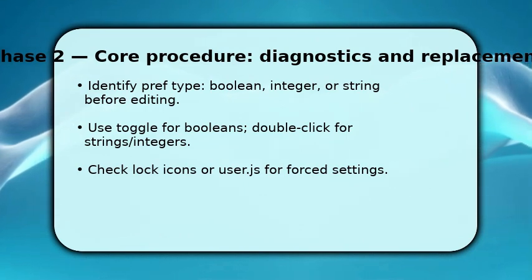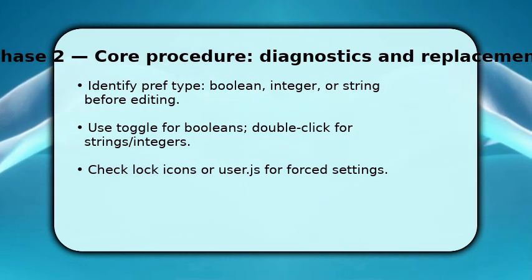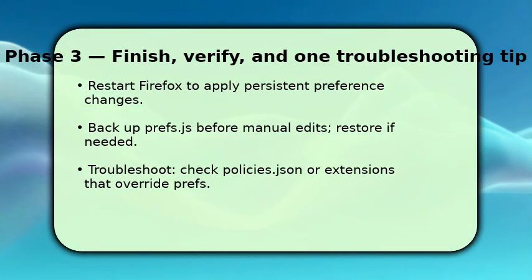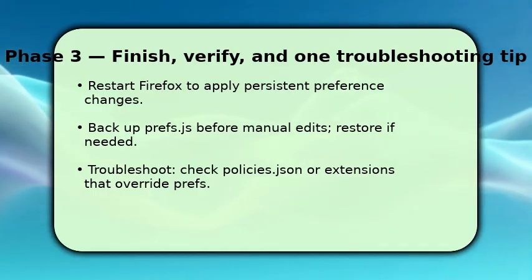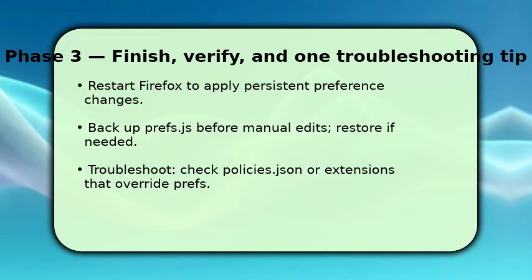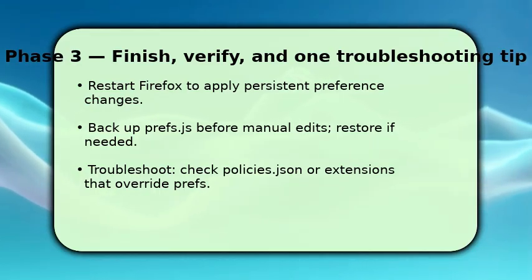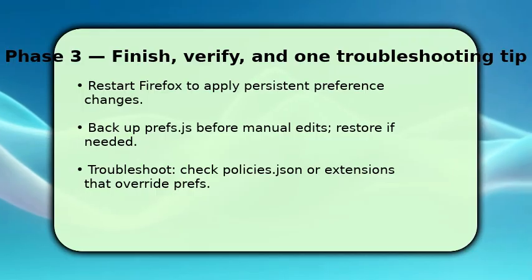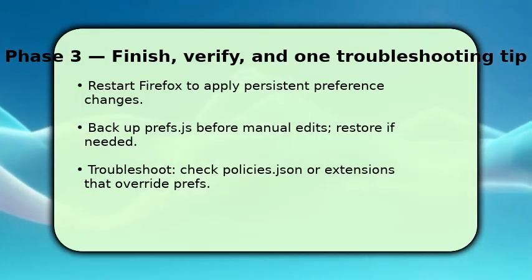Finish by validating your changes. Restart Firefox so persistent preferences apply and then reopen about:config to confirm values match expectations. If you edited prefs.js manually, make a backup first and restore it if something breaks. File corruption prevents startup.